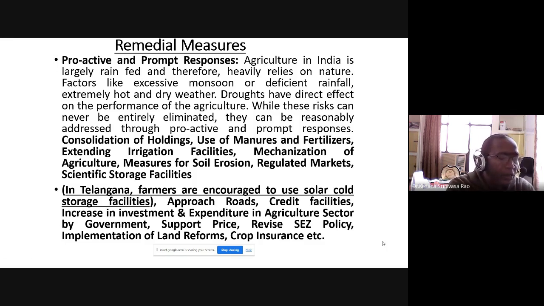Because in India the government investment in agriculture is day by day declining at a rapid rate. That is not good for the agriculture sector, but it is happening. So how we have to recover from that type of clutches, that is what we have to think about. Then support price and revise the special economic zone policy.